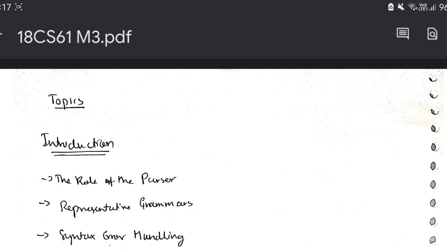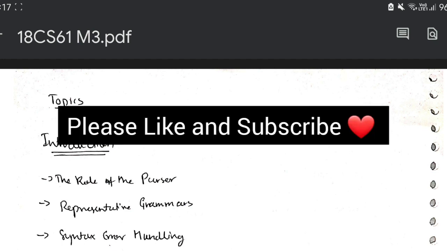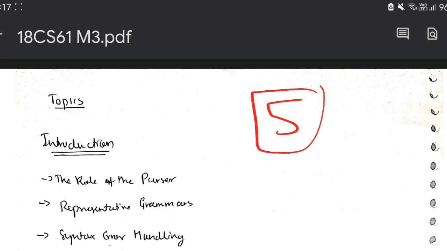So in module 3, in total how many topics are there? 5 topics. Okay, 5 topics are there in total. There is less theory, only 10% is theory and 90% is numericals. Numericals are the problems, and they also include algorithms. So what are those 5 topics?